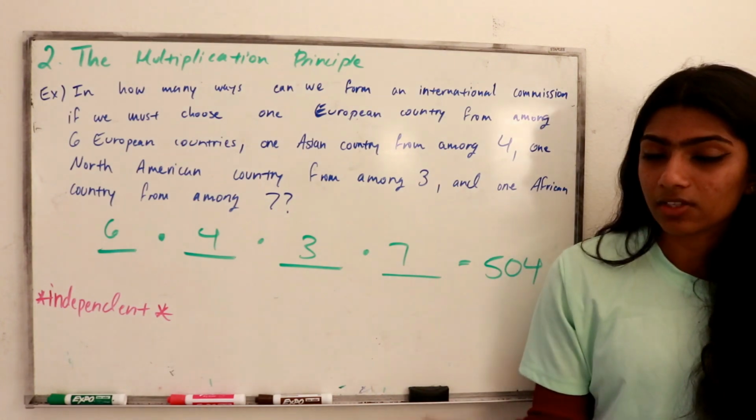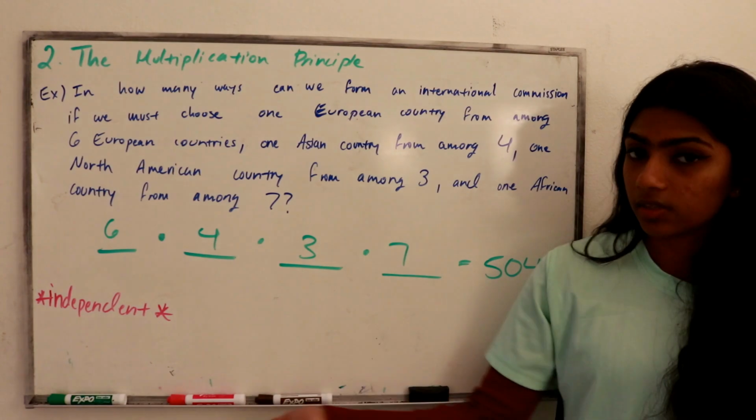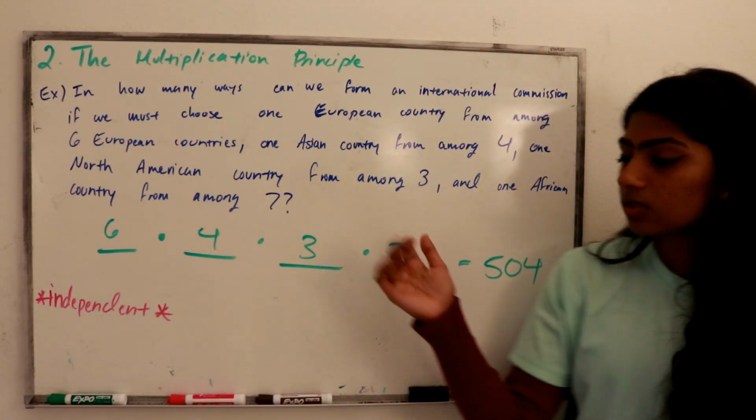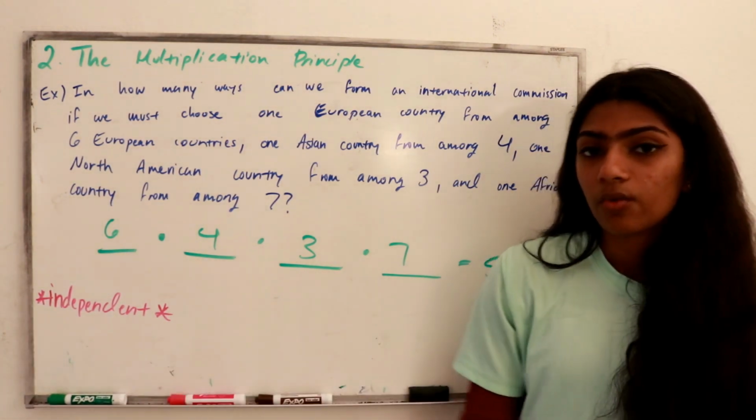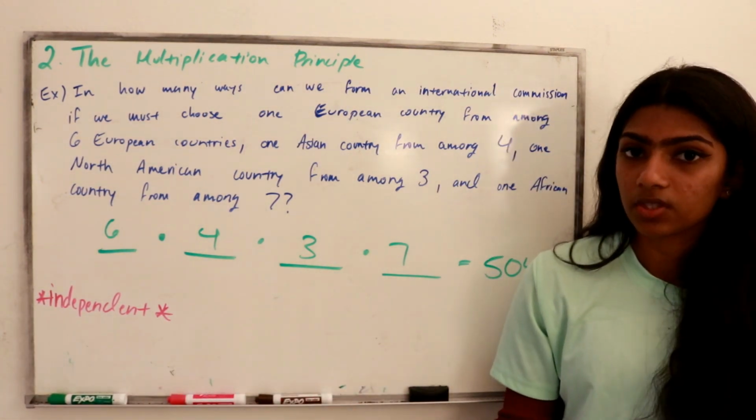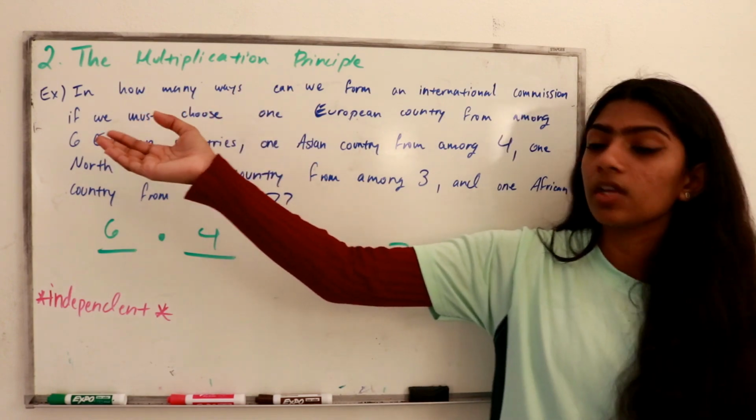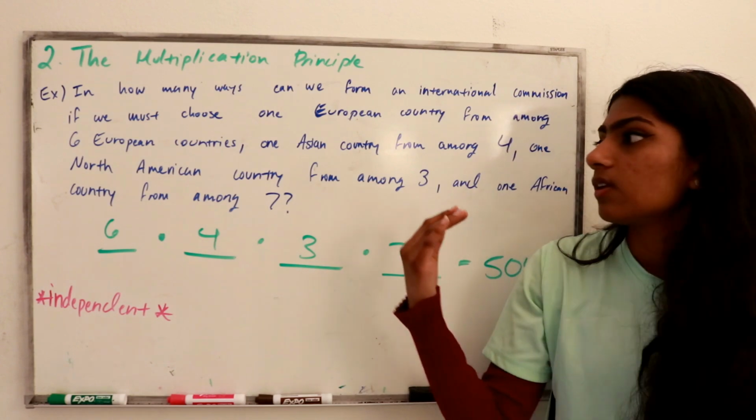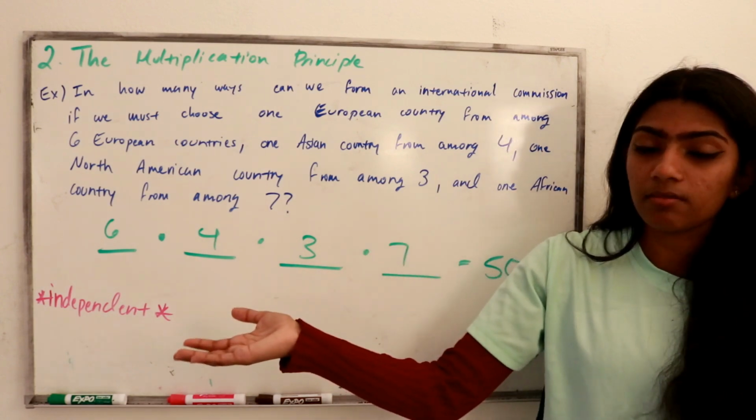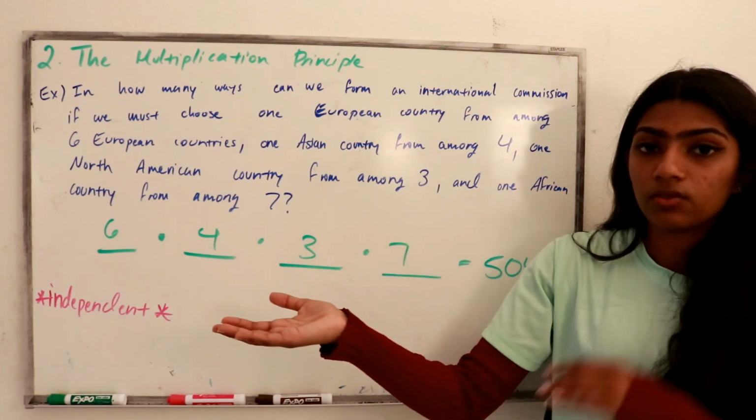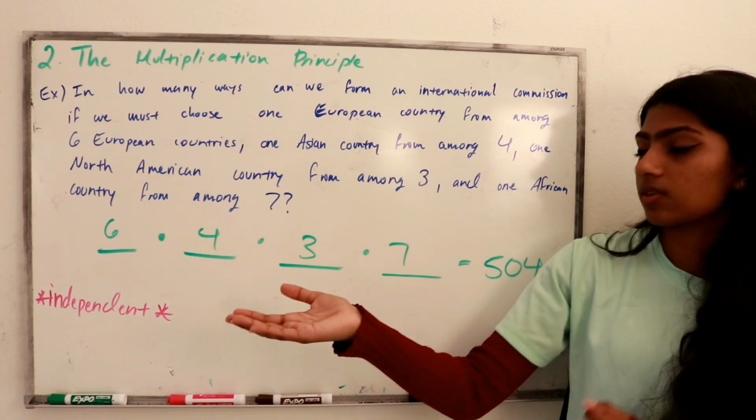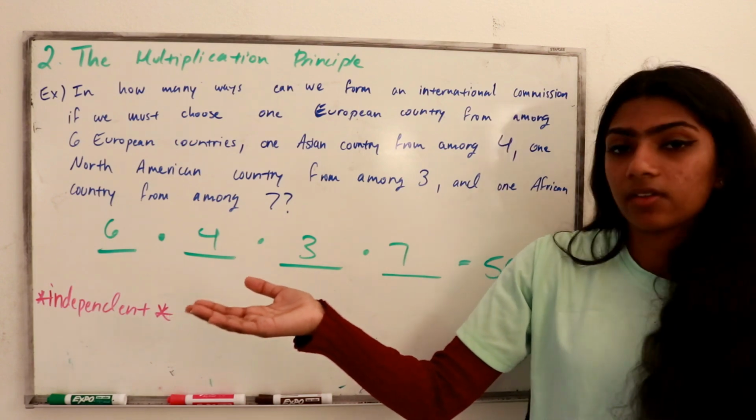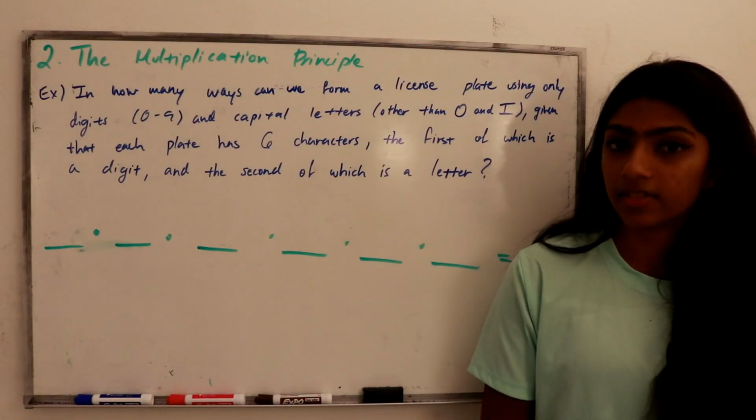So of course now you can see that it's going to be too big to use a list or to draw a tree diagram. So that's why multiplication works best. And the reason we can do this is because they're independent, which means that one option doesn't affect the other option. So picking a European country doesn't change the fact of picking from an Asian country. For example, if we pick the European country Germany, it doesn't let you exclude picking another Asian country. So it doesn't mean you can't pick Japan, or you can't pick China, or you can't pick any other Asian country.